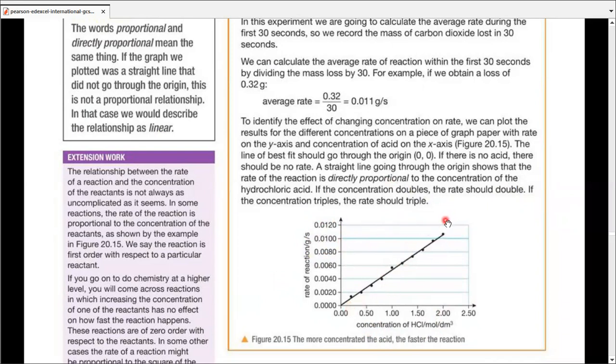What are they trying to prove? They are trying to prove from this straight line that these two things are directly proportional. So if the concentration doubles, the rate doubles. If the concentration triples, the rate triples.